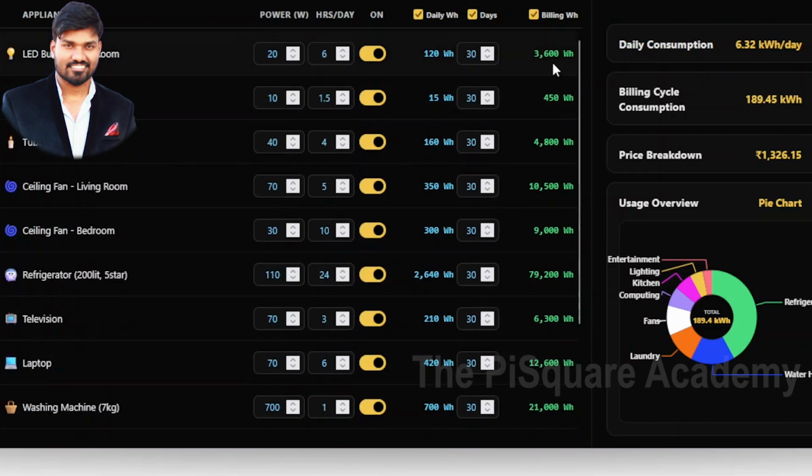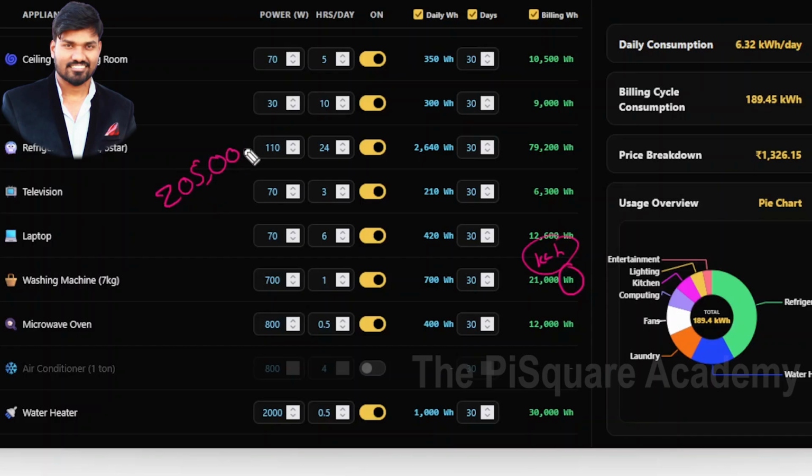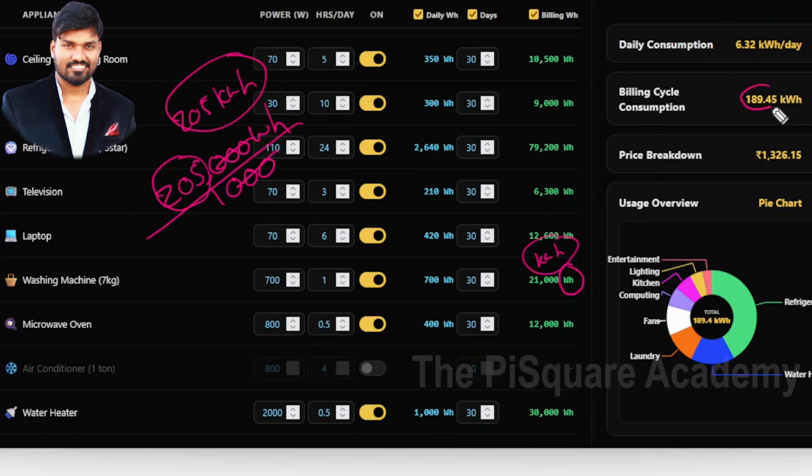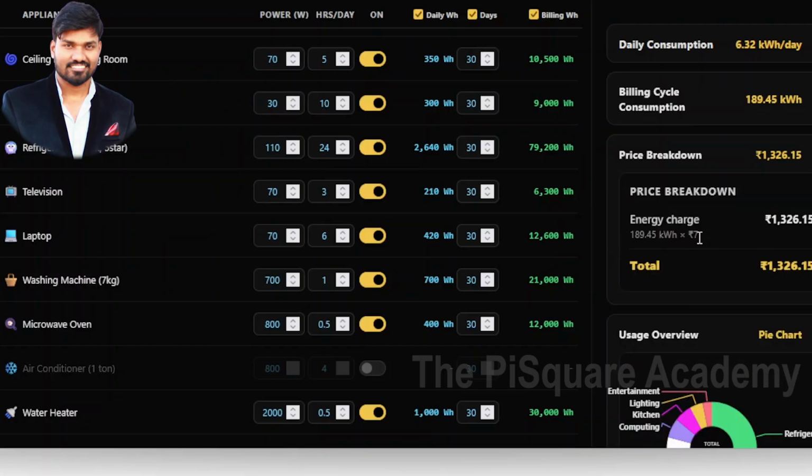Because according to these values, you add all of these values. When you add all of these values, they are of course in watt hour. You convert that watt hour into kilowatt hour. Okay, you got something around 205,000 watt hour. You divide this with 1,000, then you will get 205 kilowatt hour. If you sum all of these and divide with 1000, you got 189.45 kilowatt hour. Now as per the rate, what's the pricing? 7 rupees pricing, you multiply this with 7 rupees, that is the price.